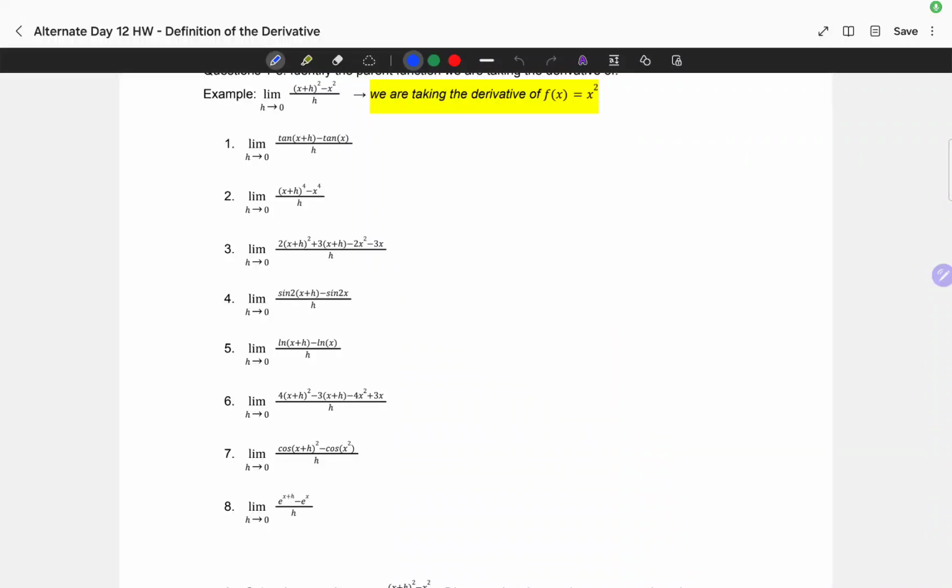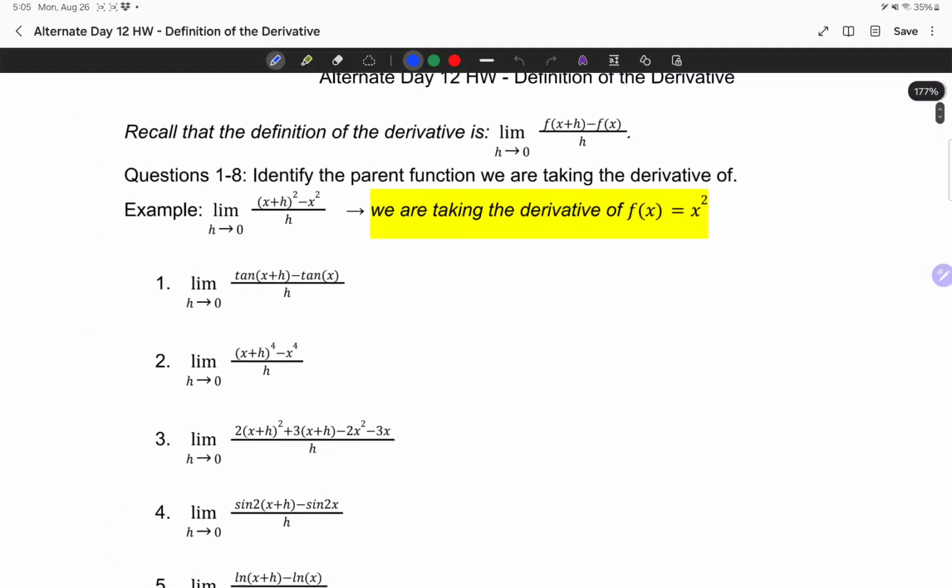Okay, so for this alternate day 12 assignment, on the first 8 questions, all we're doing is looking for this f of x, what we are taking the derivative of. Make sure that you remember that this is minus f of x, so your signs are going to change. So really all we're doing is looking at whatever's coming after the minus, and that's our answer. That's what we're taking the derivative of. So in this case, we're subtracting tangent of x, so our answer is just taking the derivative of tangent of x. This formula is just helping us find the derivative of tangent of x.